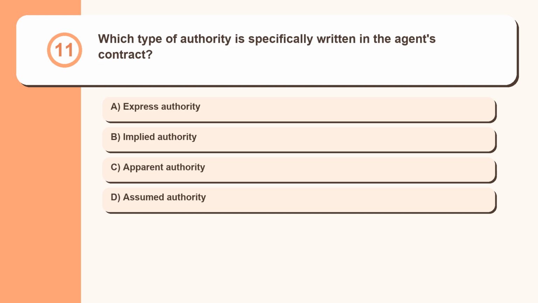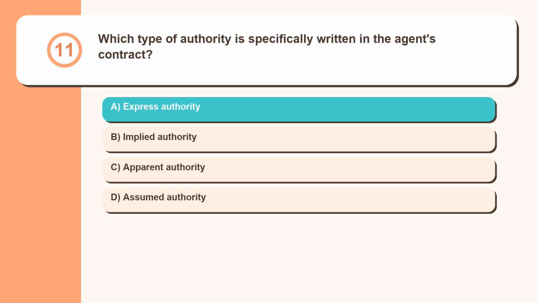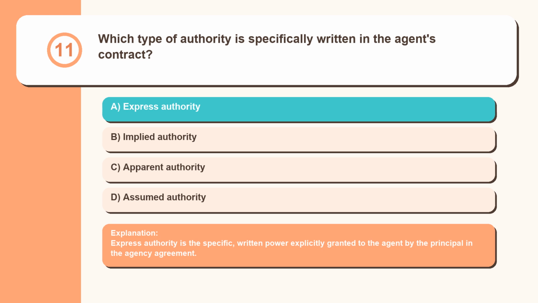Question 11. Which type of authority is specifically written in the agent's contract? Express authority, implied authority, apparent authority, assumed authority. Express authority is the specific, written power explicitly granted to the agent by the principal in the agency agreement.